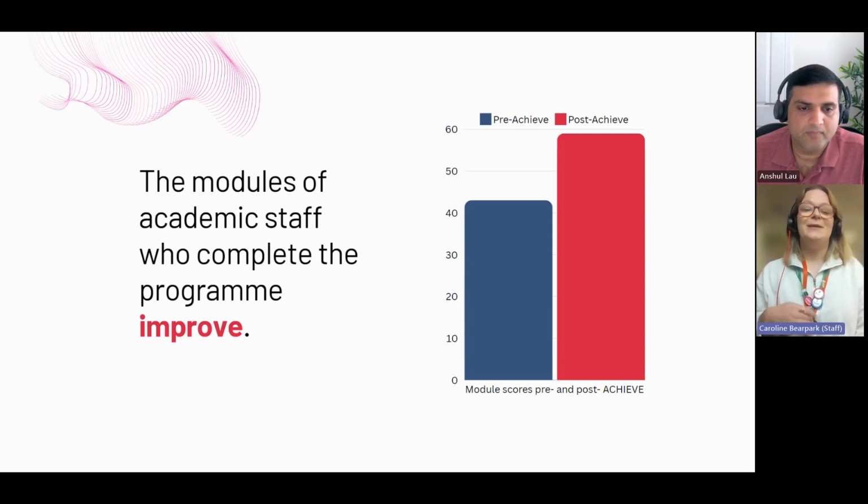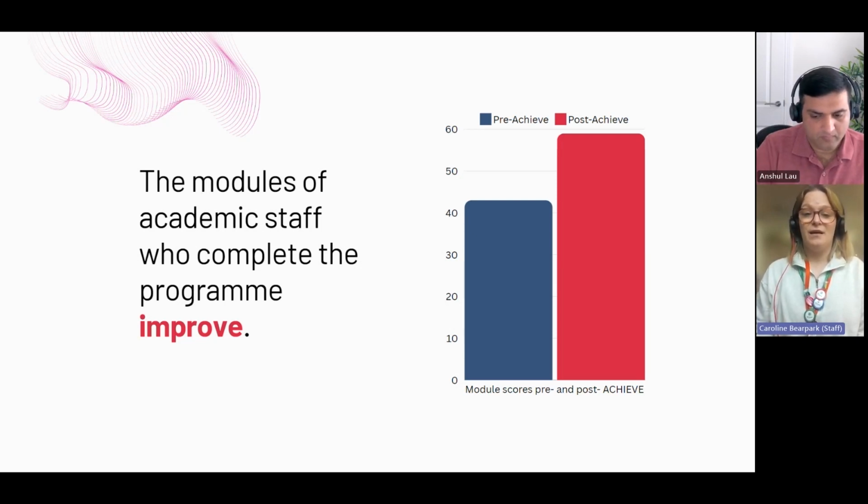More importantly, we've noticed a significant improvement in the quality of the modules on our VLE. We found that Achieve participants' modules have improved by 16% when assessed against our internal policy. We also found that academic staff who've completed Achieve tend to have a better quality of modules than those who have not. When assessed against our internal policy, they perform above average and their modules on average score 4% higher than those who have not completed the program.